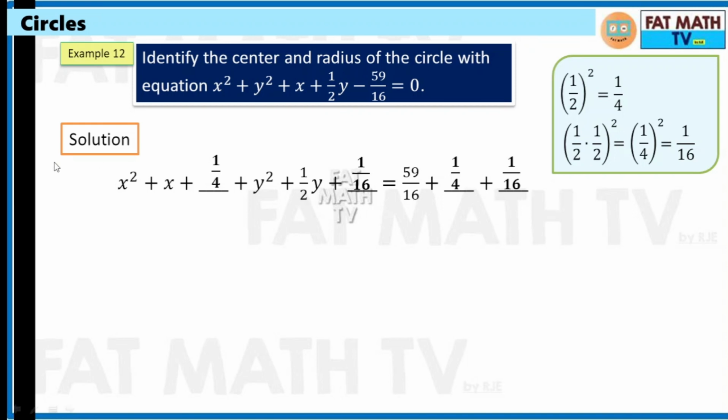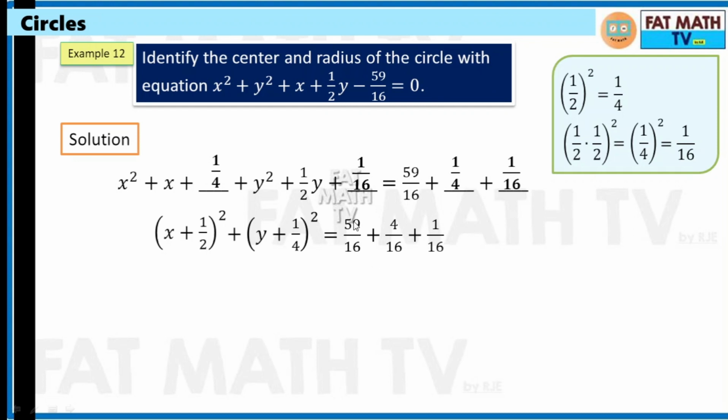And then factor this, x squared plus x plus 1/4. That will be x plus 1/2 squared, since half of 1 is 1/2, plus y plus half of 1/2, which is 1/4, squared, equals... Since we are adding fractions here, they should have the same denominators, or you have to make them similar fractions. We have 16, 4, and 16, and the least common multiple of those numbers is 16. So write them all with denominator 16.